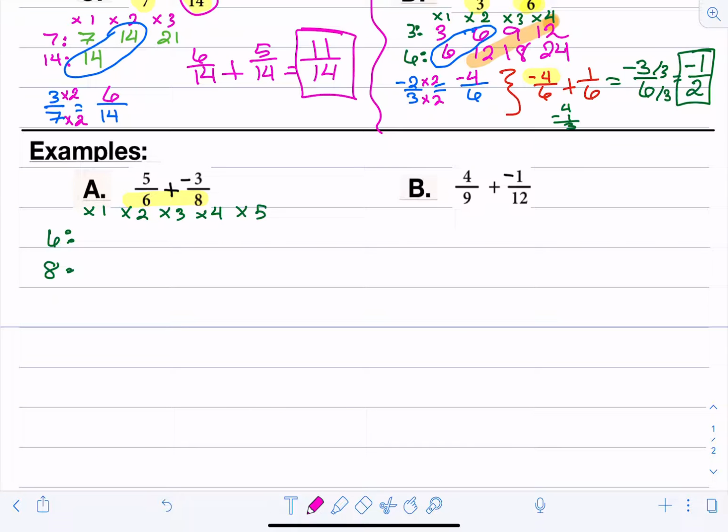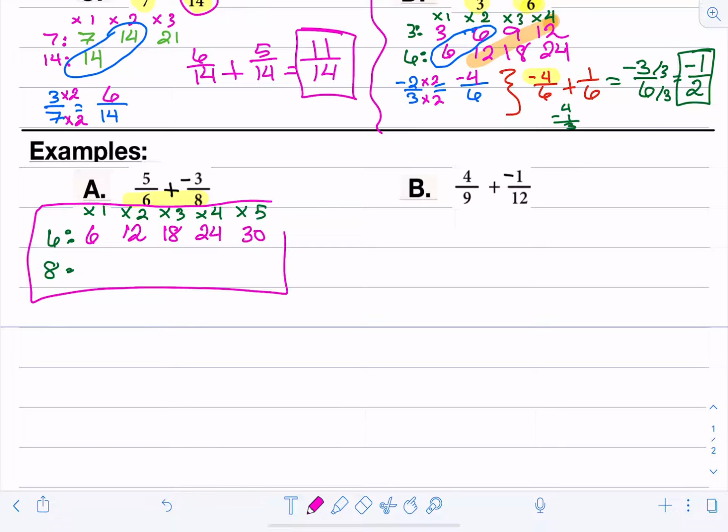Now I find my multiples. 6 times 1 is 6, 6 times 2 is 12, 6 times 3 is 18, 6 times 4 is 24, 6 times 5 is 30. Okay, remember, this is like we're making a little chart to find the least common multiple. You could even make a box if it helps you solve these types of problems.